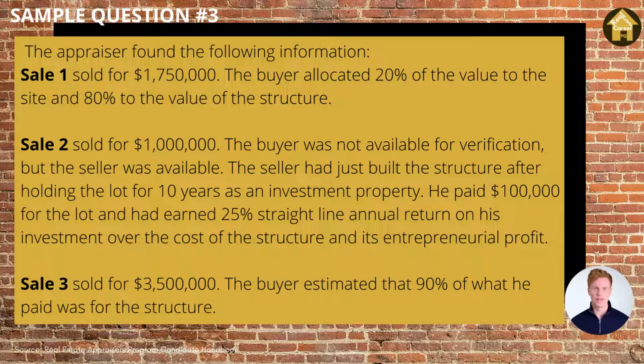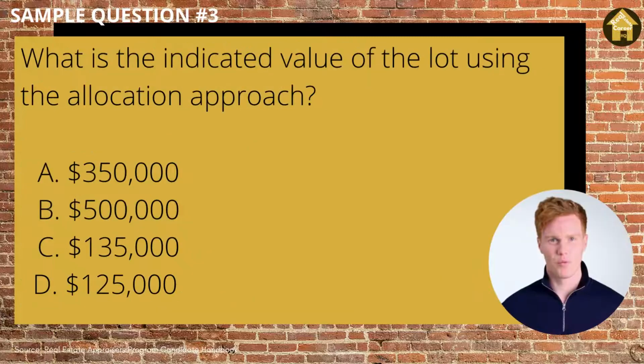Sale 2 sold for $1 million. The buyer was not available for verification, but the seller was available. The seller had just built the structure after holding the lot for 10 years as an investment property. He paid $100,000 for the lot and had earned 25% straight-line annual return on his investment over the cost of the structure and its entrepreneurial profit. Sale 3 sold for $3,500,000. The buyer estimated that 90% of what he paid was for the structure. What is the indicated value of the lot using the allocation approach?